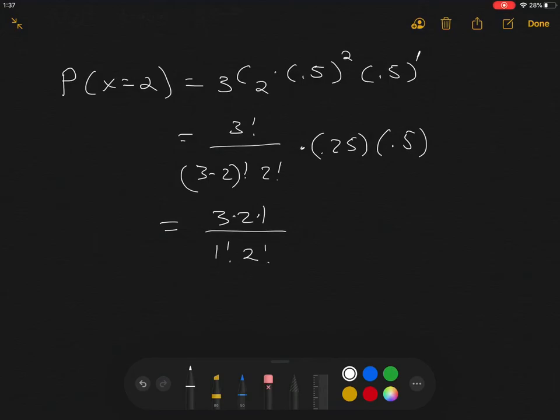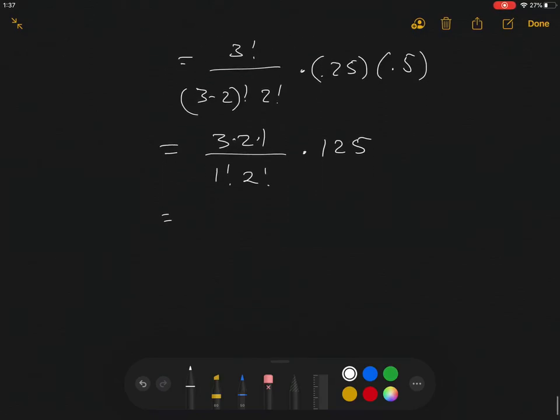0.25 times 0.5 is 0.125, so 0.125. You see, we don't even need a calculator, we can do this by hand. And then 2 factorial, we have 3 times 2 times 1 divided by 1, 2 times 1, 3 times 2 times 1, there we go.